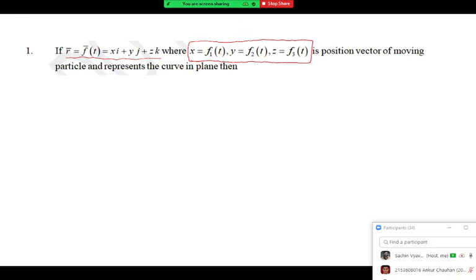So I will write a few curves here, a few equations of curves. The first equation I will take as, say, y is equal to x square. Anyone, what does it represent?